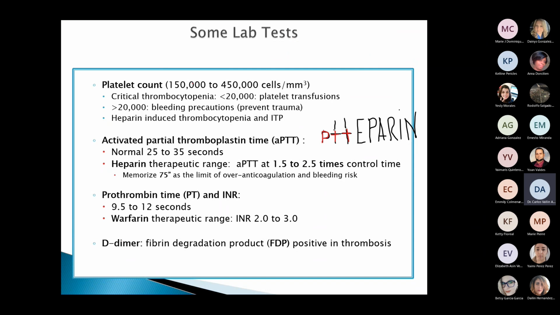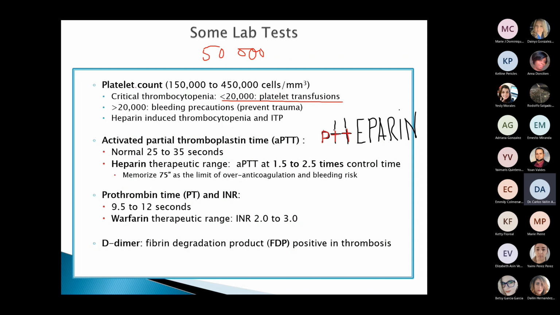But platelets also have a critical value. A critical value is considered below 20,000. You can have platelets in 50,000, which is very low. But if you don't have trauma, you don't bleed. But when you have the platelets below 20,000, you can start bleeding without any trauma, even in the brain, which is the most serious.